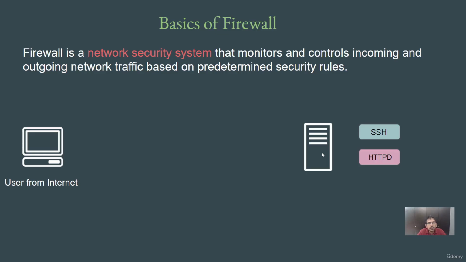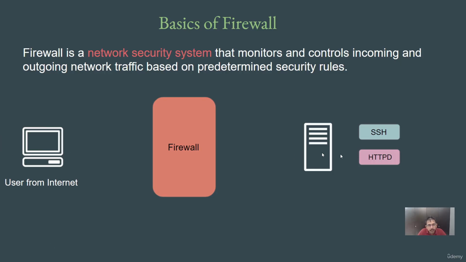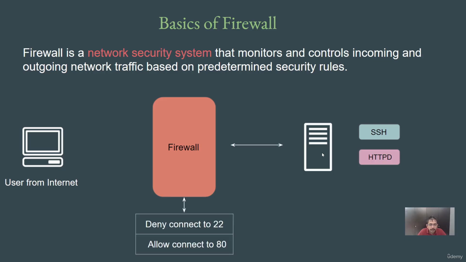In such cases, you can make use of a firewall, which acts as a middleman between the user and the server. At the firewall level, you can create a certain set of rules. For example, here you see that there are two rules. First is deny connection to port 22. Second is allow connection to port 80. Now, if a user tries to connect to port 22 of the server, the request first goes to the firewall. The firewall will inspect the rule set. The rule set states deny connection to 22, and this is the reason why this specific connection will be blocked at the firewall level here.